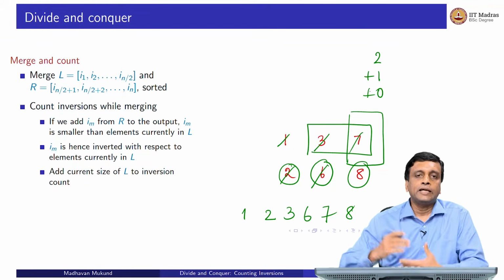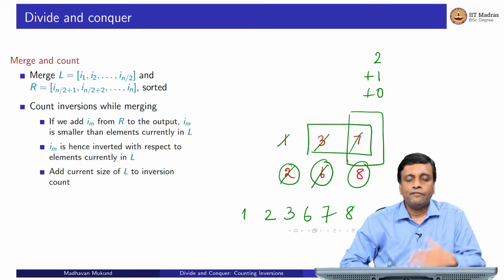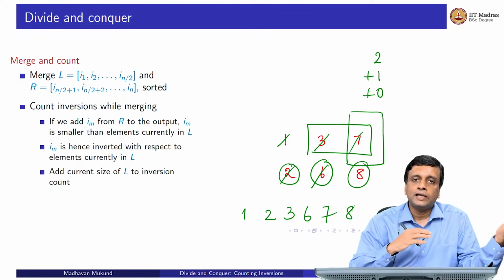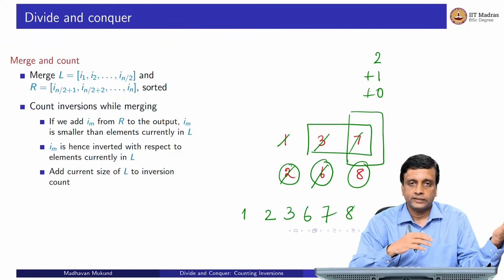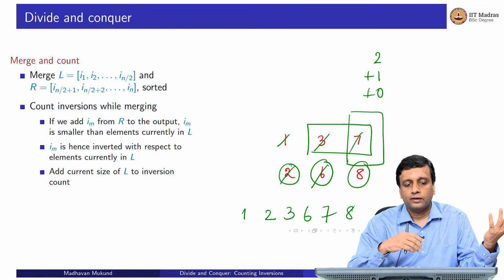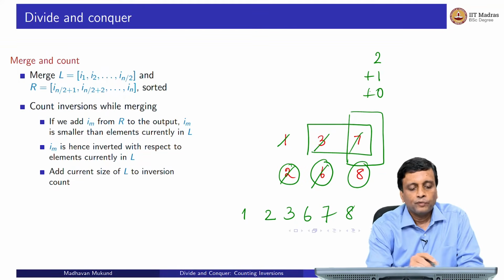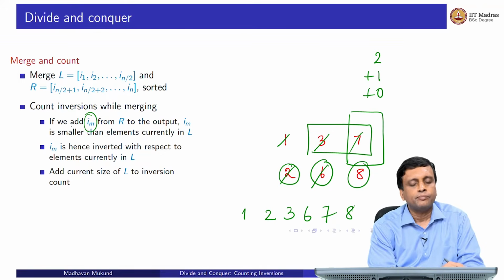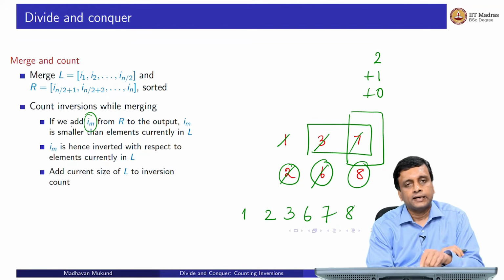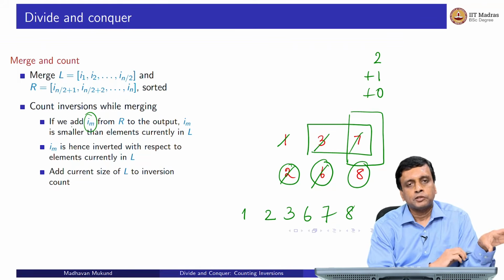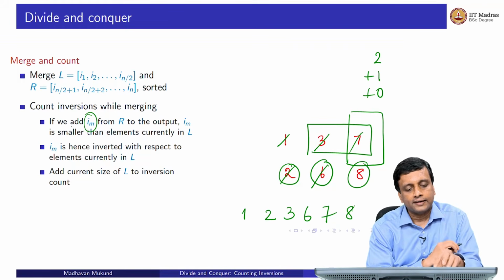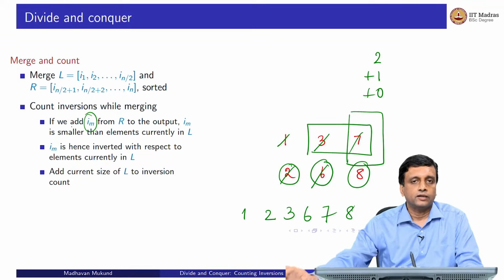So in principle, every time I pull out something from the right list, I have to look at the other list on the left and see how many elements are left, and all those elements have been overtaken. So that must be added to my count. So this is what it says. Whenever we add some number from the right side to the output, then it is smaller than everything which is currently in the left list. So it is inverted with respect to all of them. So I must add the current size of L to the inversion count.